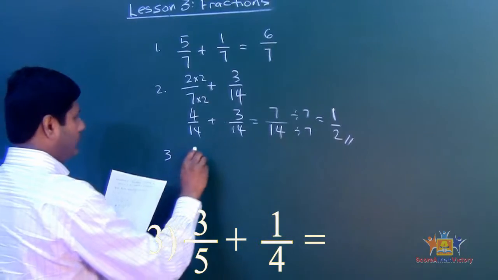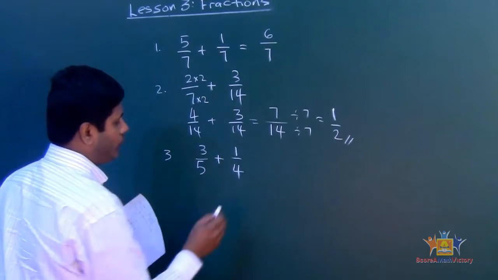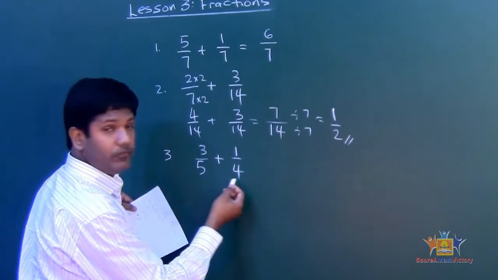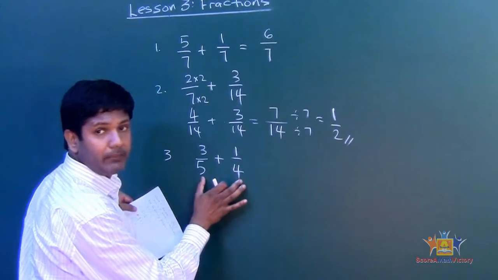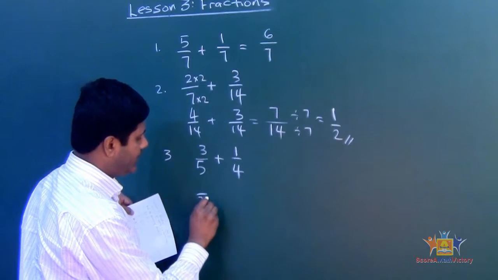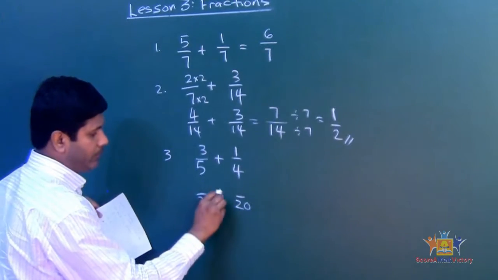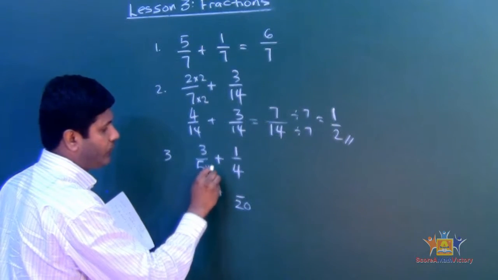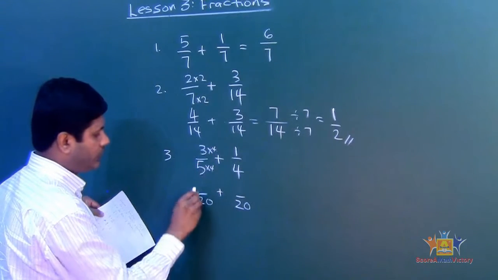Problem number 3 is 3 over 5 plus 1 over 4. No, because 5 and 4, there's nothing common between them. So I'm going to multiply them. 5 times 4 is 20. So I'm going to make 20 my common denominator for 5 and 4. So I'm going to put a plus. So how do I get from 5 to 20? I multiply that by 4. That means I'm going to multiply the numerator also by 4. So 3 times 4 is 12.